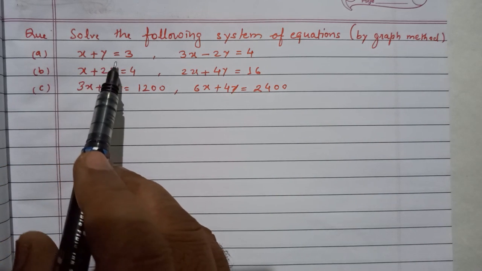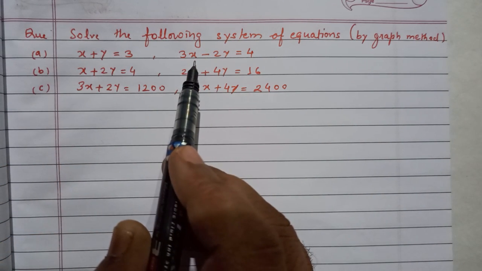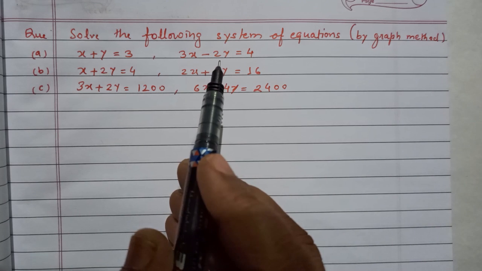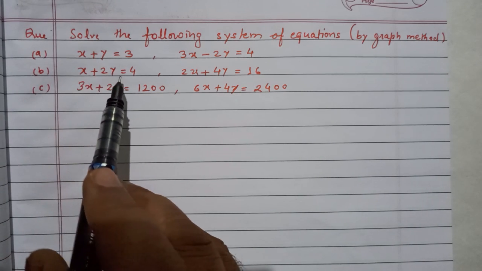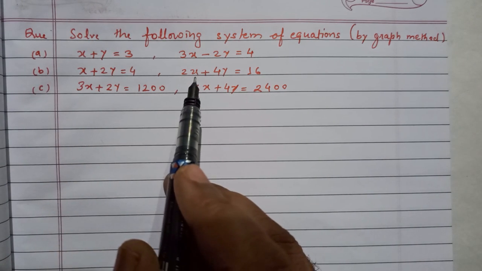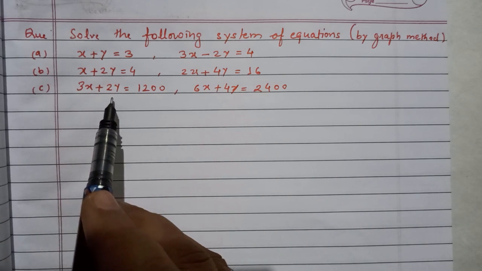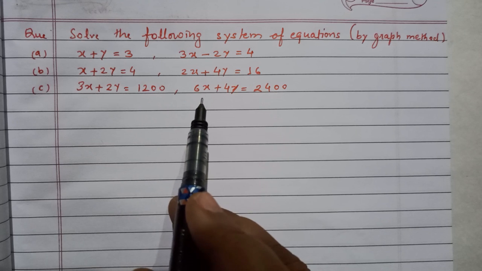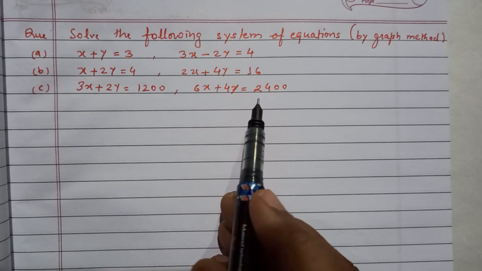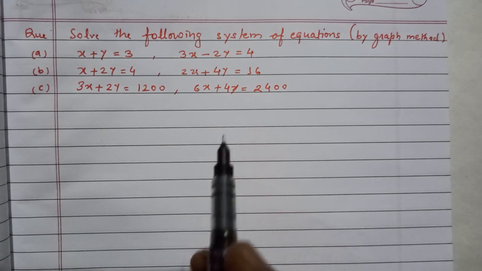A: x plus y equals 3, 3x minus 2y equals 4. B: x plus 2y equals 4, 2x plus 4y equals 16. C: 3x plus 2y equals 1200, 6x plus 4y equals 2400.